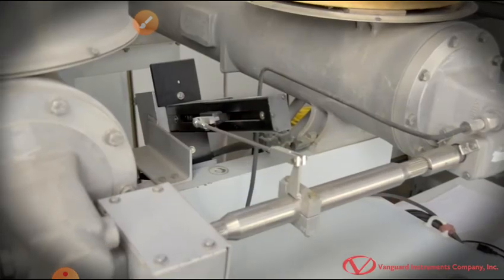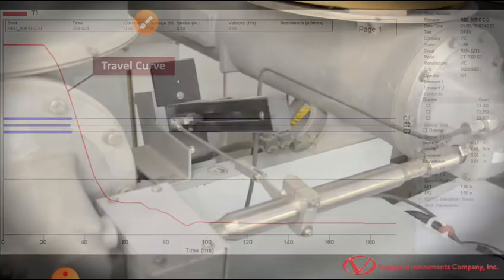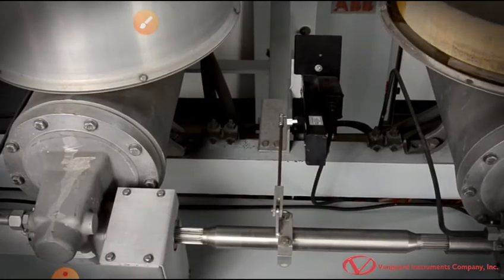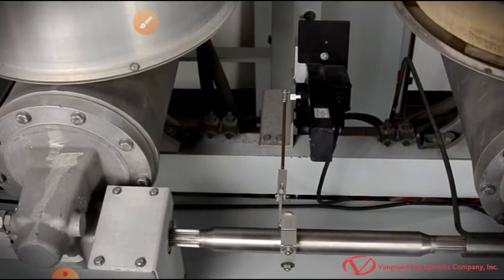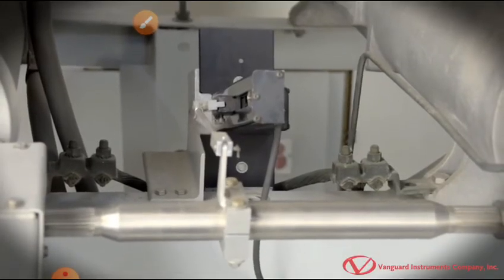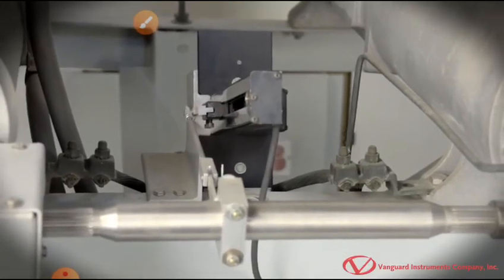Motion tests performed with a transducer are used to check the mechanism's stroke, velocity, damping, and overtravel against the manufacturer's specifications. Slower speeds can reduce the breaking capacity of the main contacts, while faster speeds may cause mechanical damage to the damping components and cause excessive vibration.